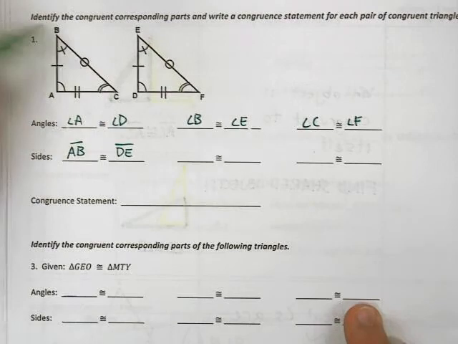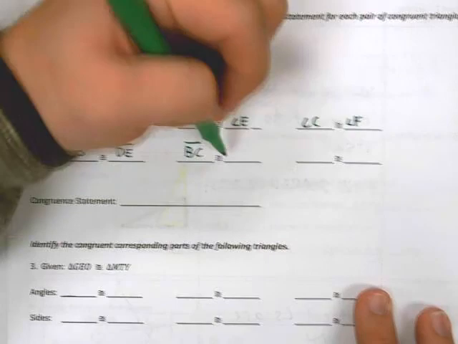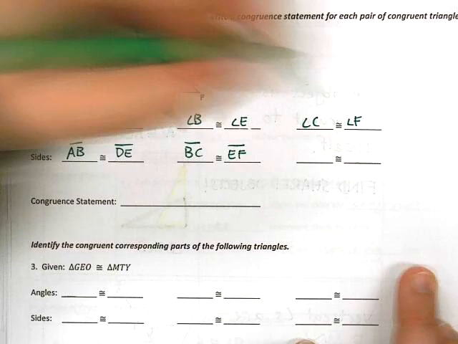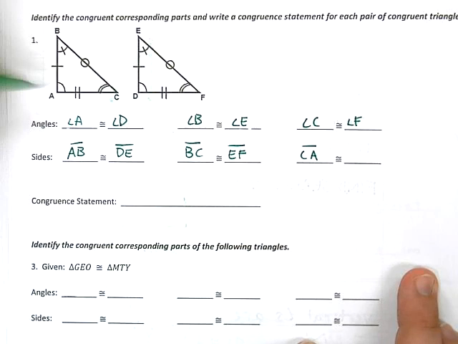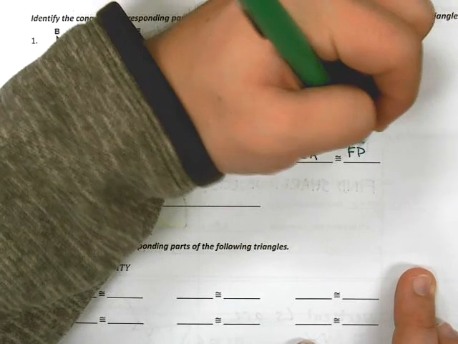Now I'll go here, BC. I'll just kind of go around now. BC, so EF, and CA, which is double to single, so F to D, double to single.